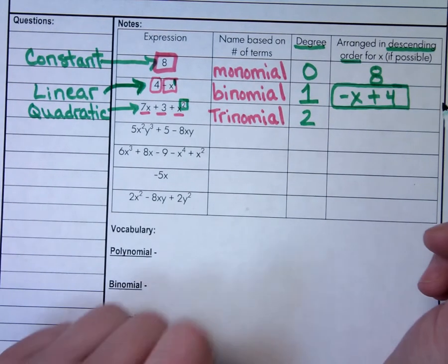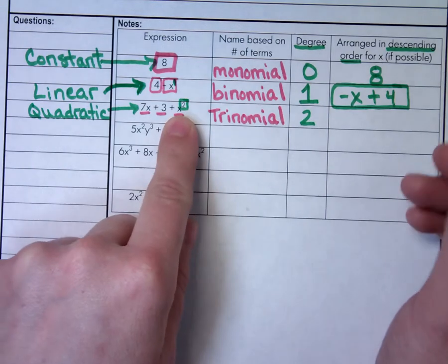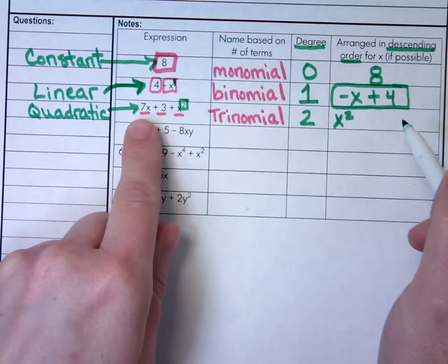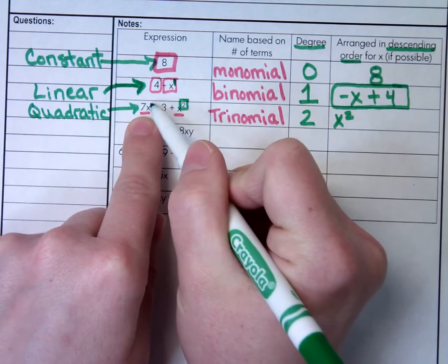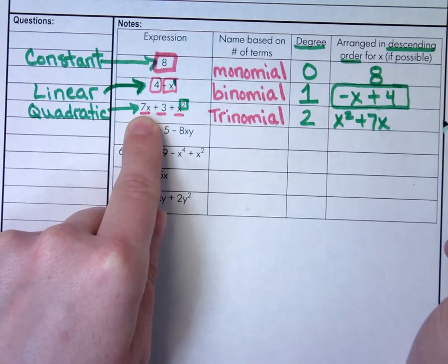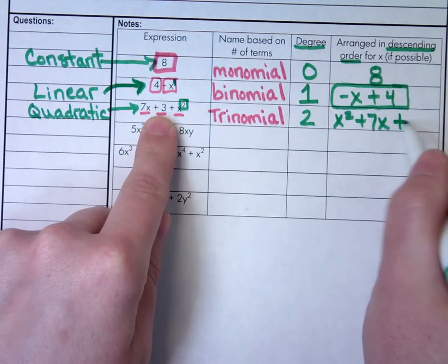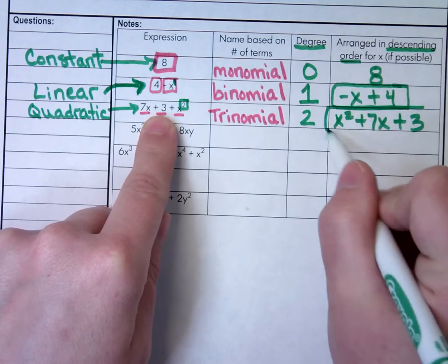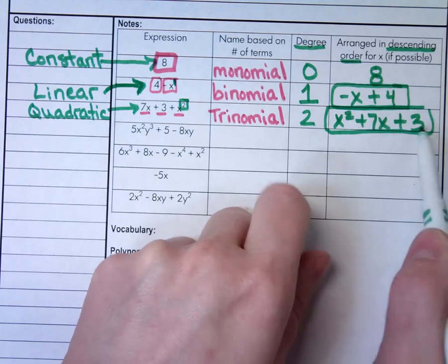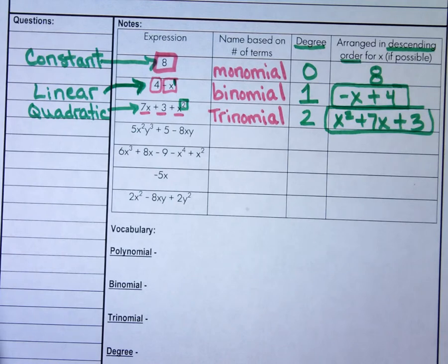Okay, putting this in descending order, I start with the highest exponent, so I start with the x squared to the lowest exponent. So then I go to the exponent of a 1, so that's a positive 7x, so I write plus 7x, and then that's a positive 3, and there we have written it in descending order. So I started with the highest exponent, went to the lowest exponent, down to the constant.